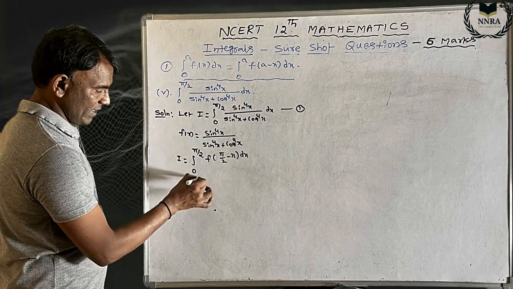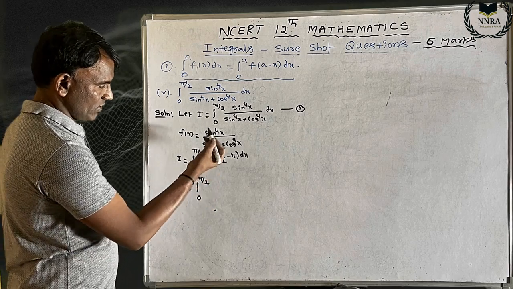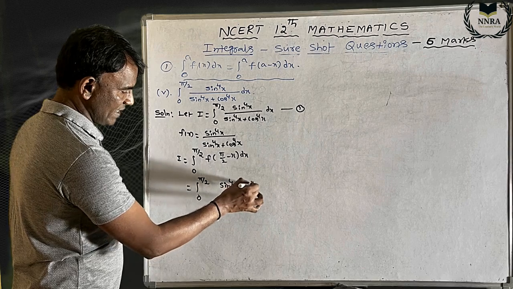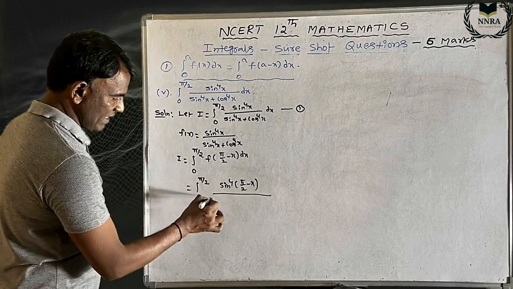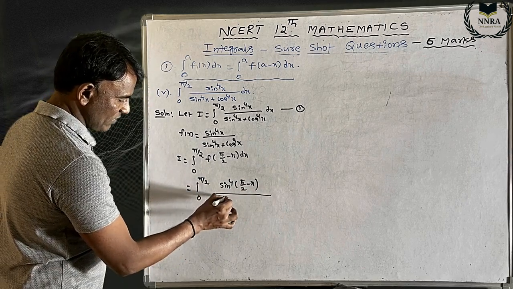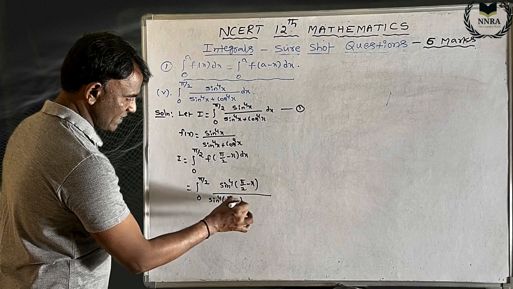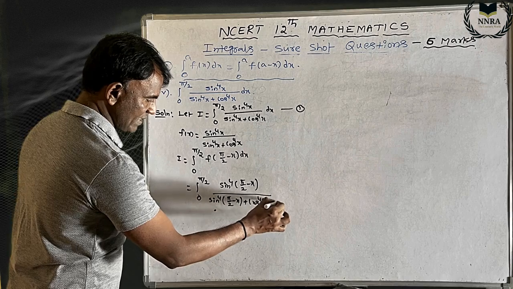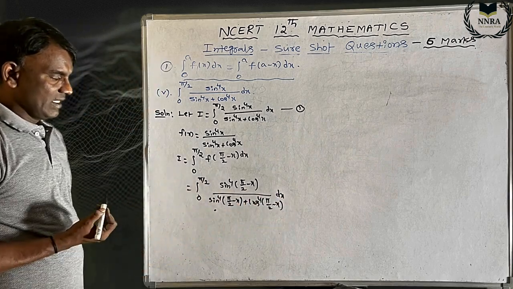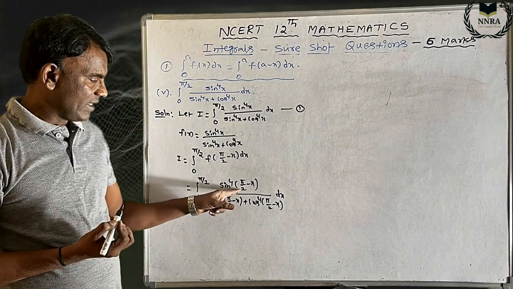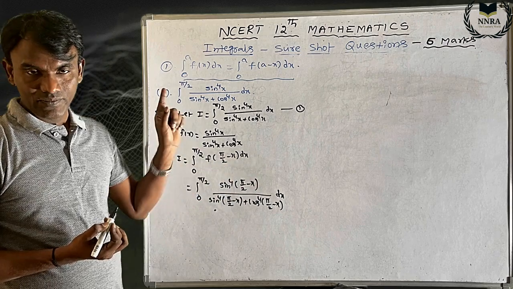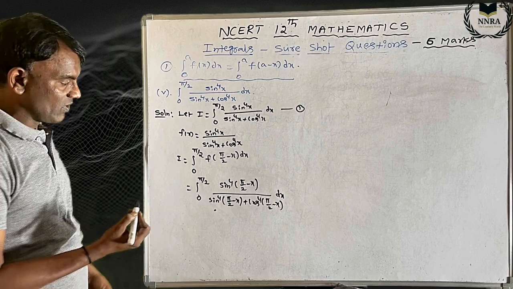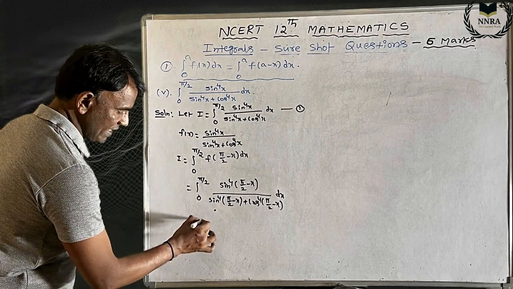So 0 to pi by 2. So the numerator is sin^4 of pi by 2 minus x. And what is the denominator? Sin^4 of pi by 2 minus x plus cos^4 of pi by 2 minus x, then dx. Actually, this can be written as sin of pi by 2 minus x, whole power 4. What is sin of pi by 2 minus x? Cos x. Cos x whole power 4 means cos^4 x, right?